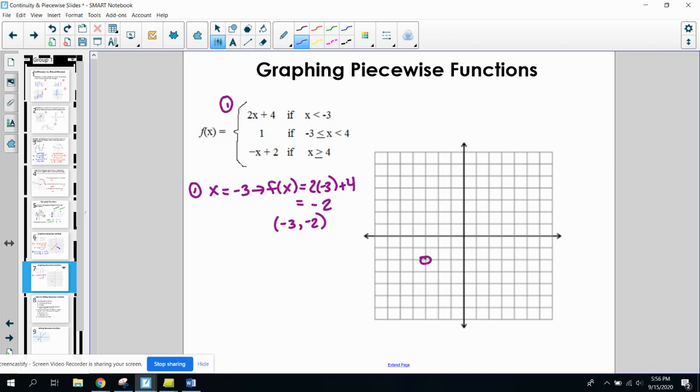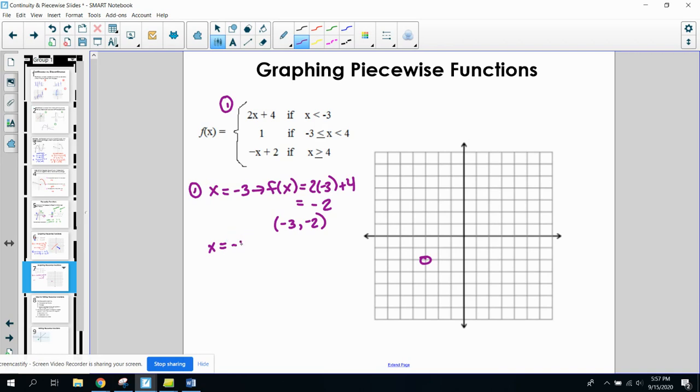Okay, now from here, because this extends for every x value less than this, we want to draw the line for that piece. But we can do this one of two ways. You can either count the slope. So here, the slope would be 2 since it's in front of the x. So from this point, I can count a slope of 2 going to the left, so going down 2 over 1. Or just pick a value of x that's less than -3.